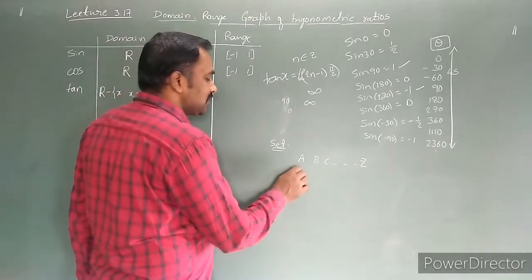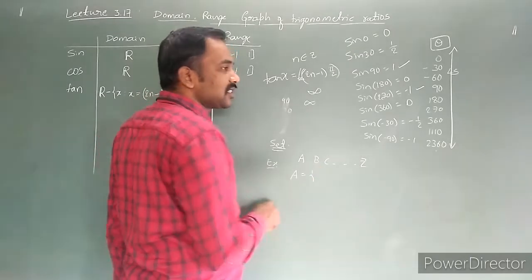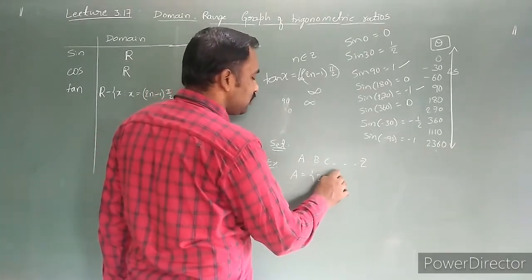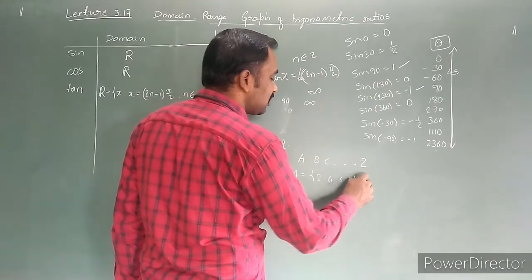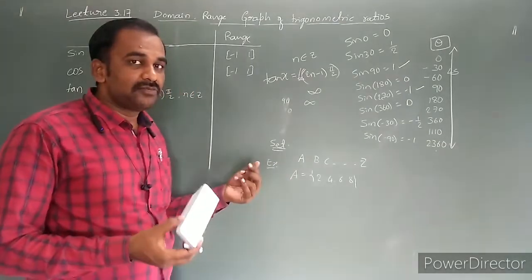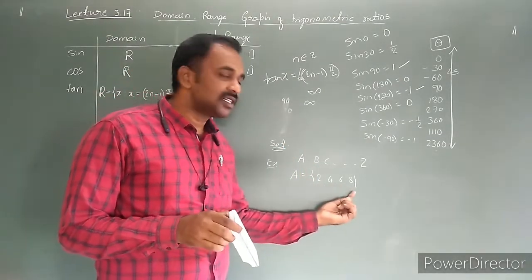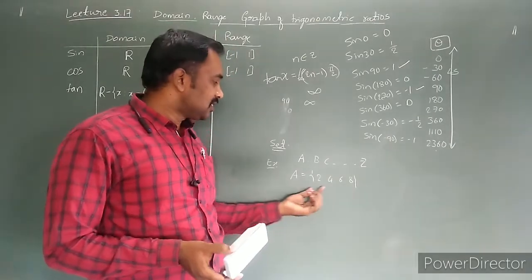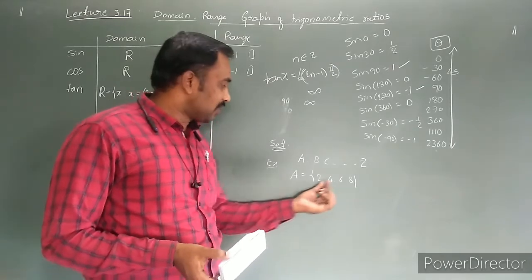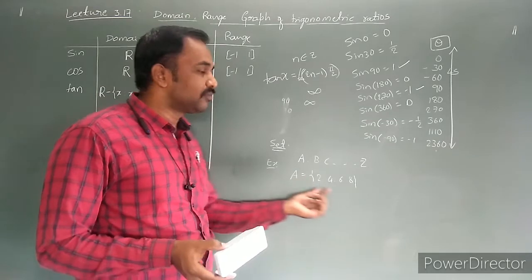For example, I take the set A, even numbers less than 10. What is the property? Even numbers less than 10. These are the even numbers less than 10, satisfying the condition. Apart from these numbers, are there any other numbers? There are no other numbers. So this is said to be a set.